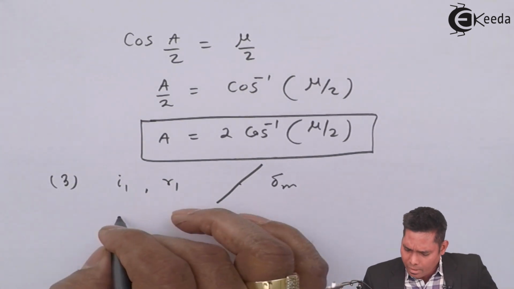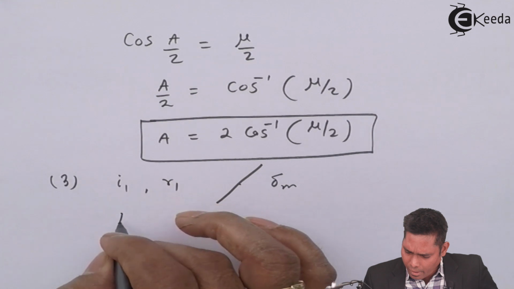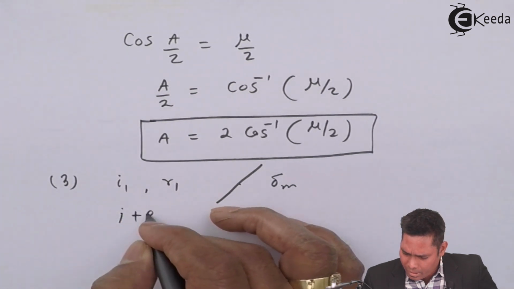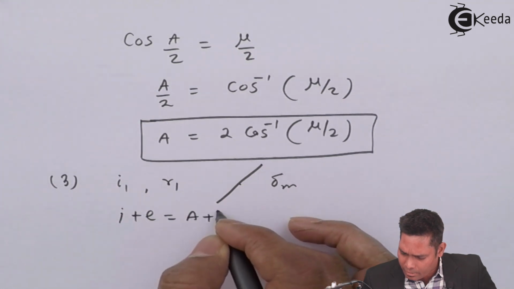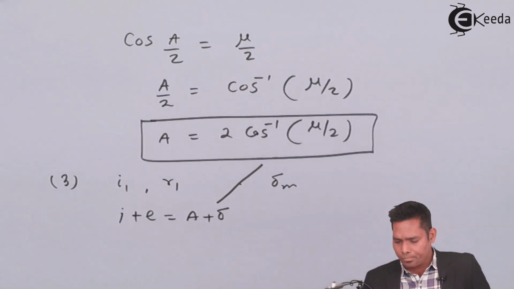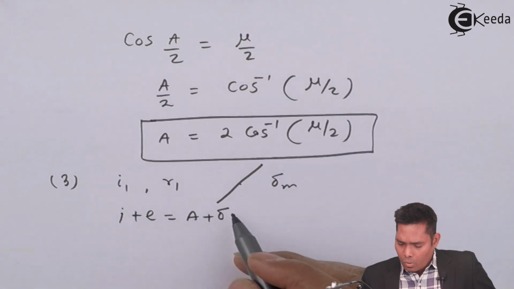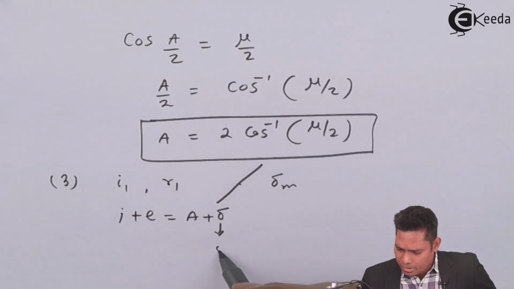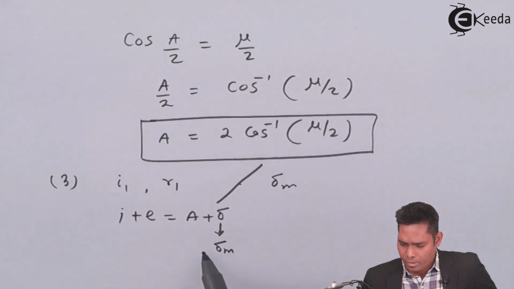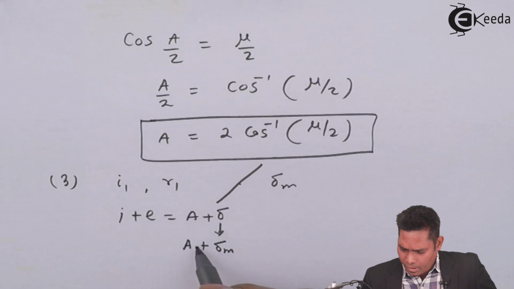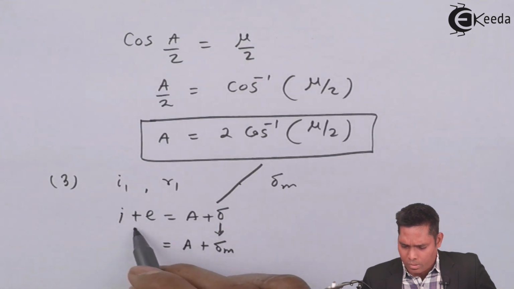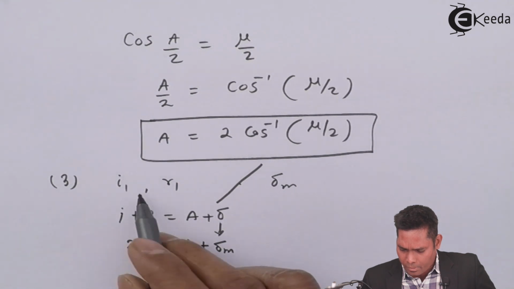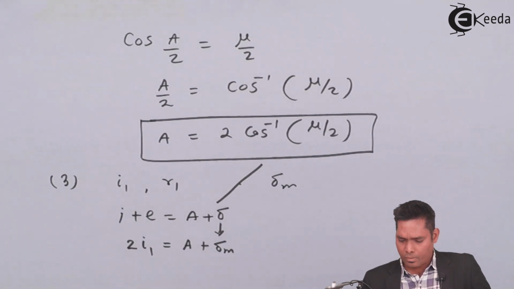We know that I plus E is A plus delta. This is the general formula. So when this delta becomes minimum, that means delta m, and this becomes A, then these two are equal. So I can write these two are 2 of I. In this case it is I1.